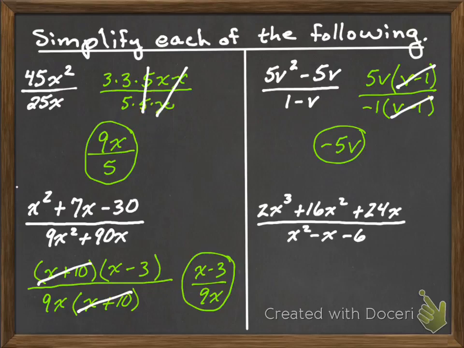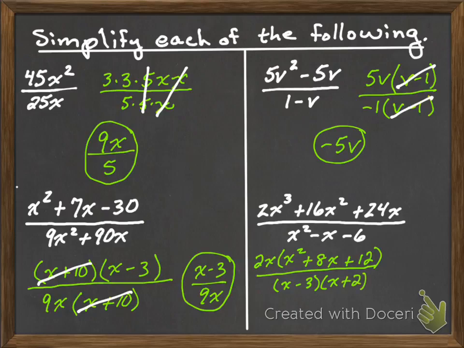All right, so the next problem, in the numerator, we can factor out a GCF of 2x, which will leave us with x squared plus 8x plus 12. And the denominator will factor down to x minus 3 times x plus 2. Now this numerator right here in the parentheses can factor further, so we'll go ahead and do that. That goes down to x plus 6 times x plus 2.